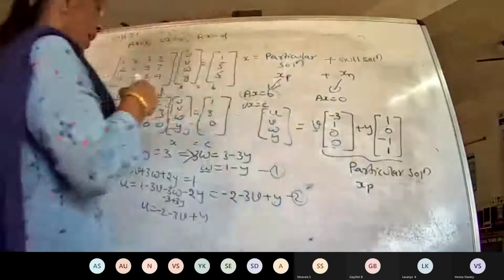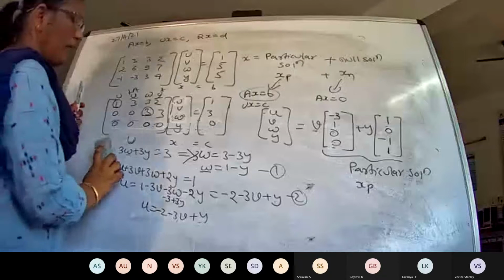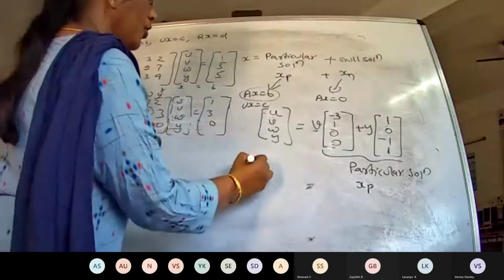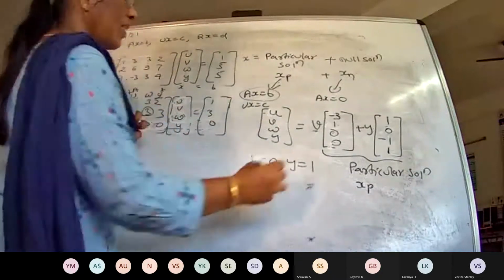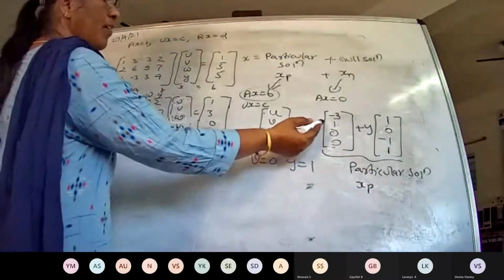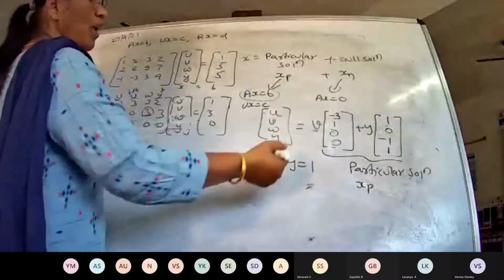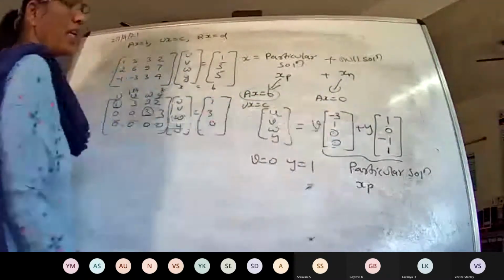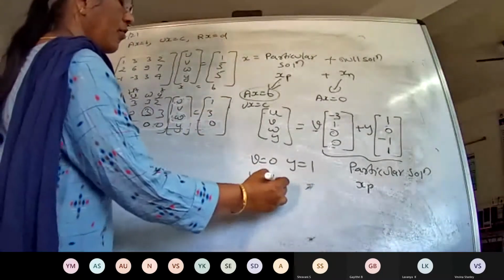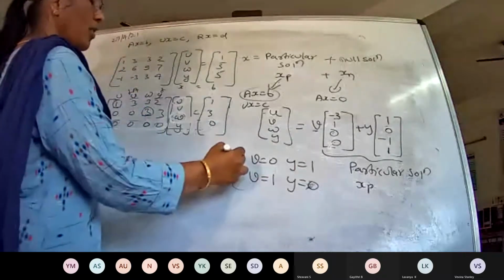XP. So how can you get a particular solution? One of the possibilities is that you can make V equals 0 and Y equals 1. This we call a special solution. If I make V equals 0, I will get the Y value. So U equals 1Y, V equals 0Y, W equals minus Y, Y equals Y, right? Another case is that I can make V equals 1 and Y equals 0. These we call special solutions.